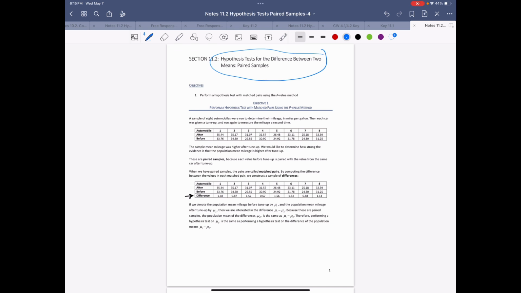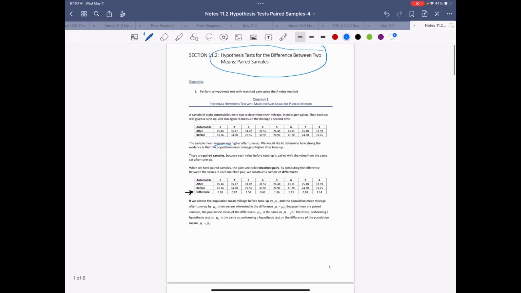You can tell from looking at this that this is a matched pair because I've got 8 autos, and it's before tune-up and after tune-up and their mileage. The sample mean mileage was higher after tune-up, and we want to determine how strong the evidence is that the population mean would be higher after tune-up. They're paired samples because each value before tune-up is paired with the value from the same car after tune-up.